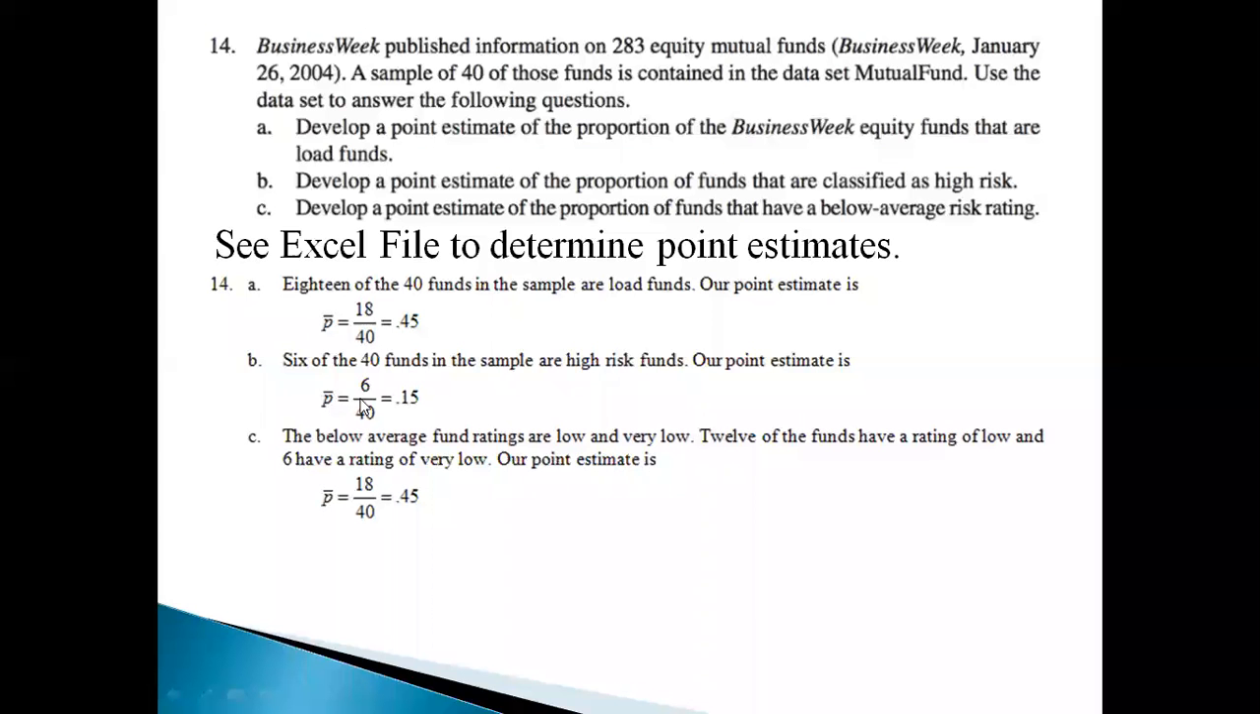So first our high, that was the 6 out of 40, so that's 0.15. And then we had the below average, so that's the low and very low, which I said was 18. Divide that again by 40, and we have 0.45. So that's developing our point estimates for the proportions of the different items that they asked for here.